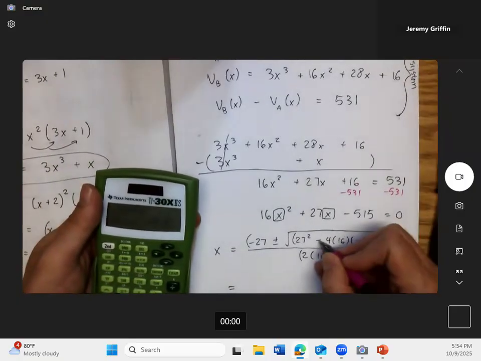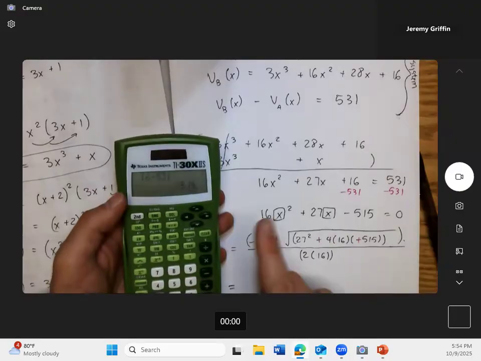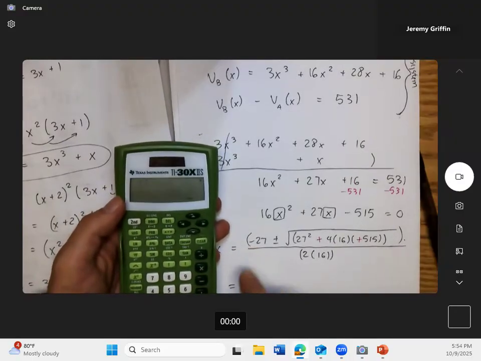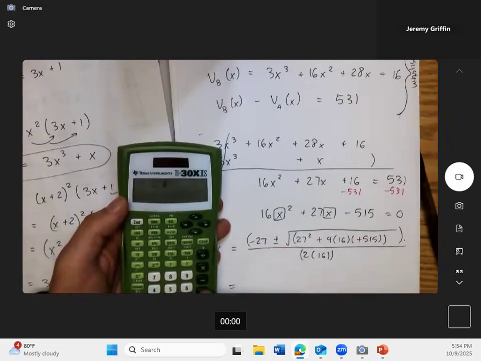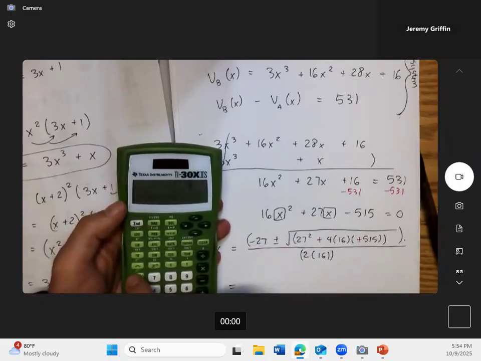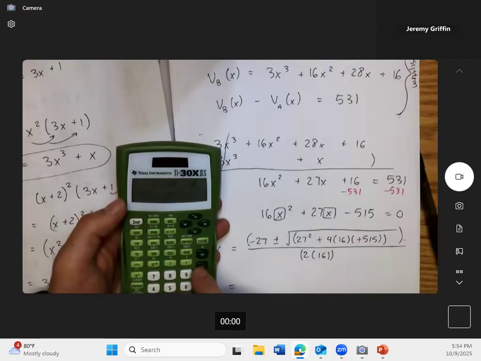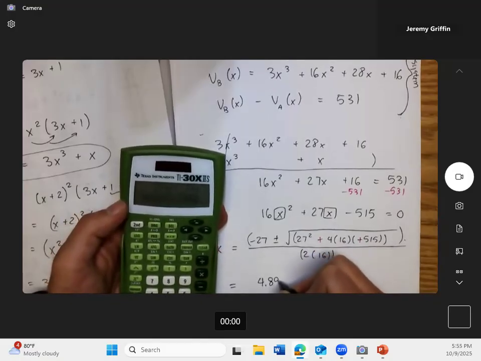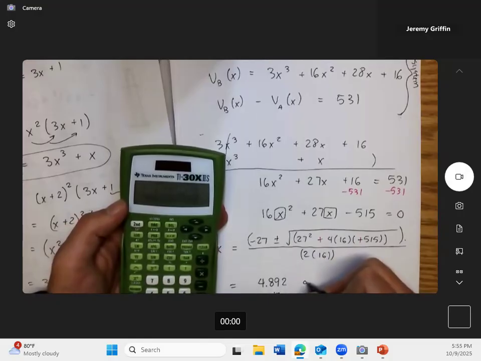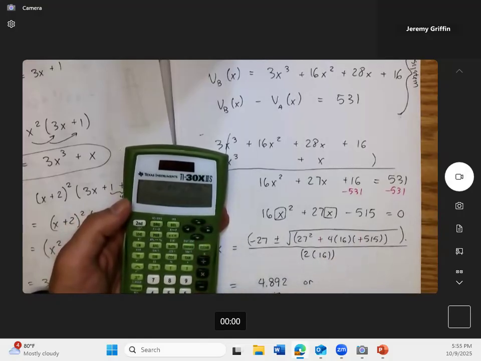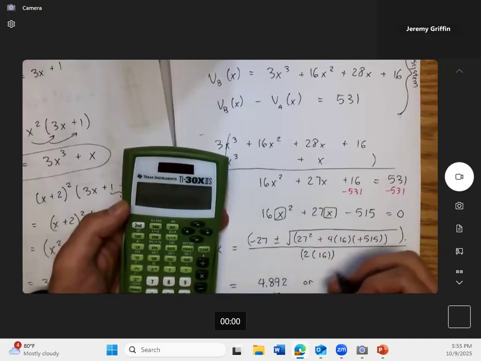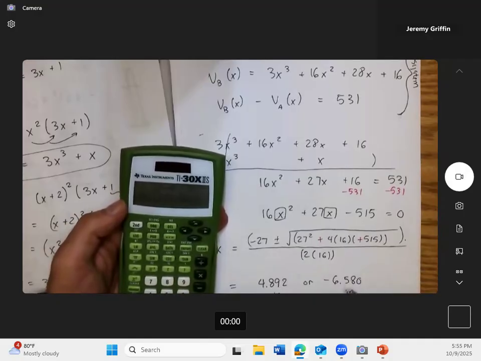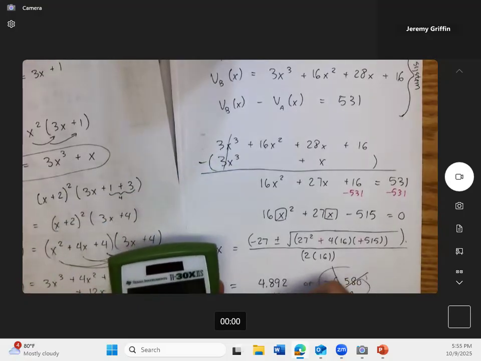Also, I see a double negative here, so let's have a little calculator work with it. Open parentheses, open the numerator. Negative 27. Let's start with plus, see what happens. Plus square root of 27 squared plus 4 times 16 times 515. Close the radical, close the numerator, divide by 32. I'm getting x equals 4.892 inches. Or if I do minus right here, negative 6.580 inches. Now the negative one is never going to be that, so it's got to be this right here.